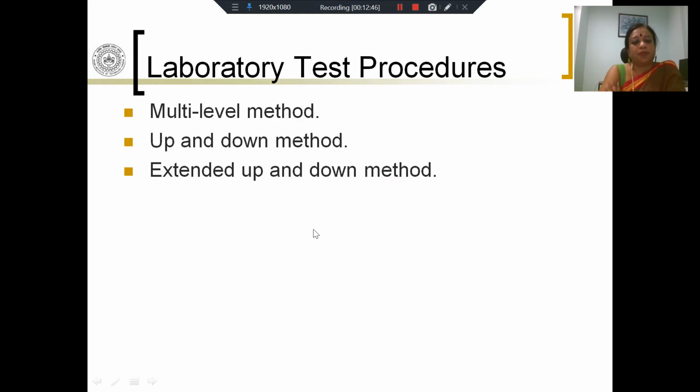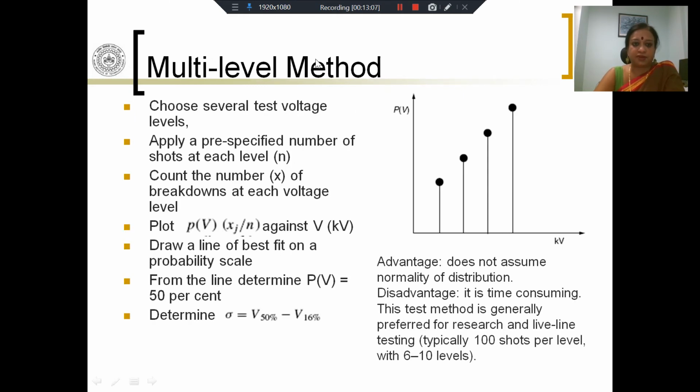Now, if we talk about the various laboratory test procedures that can be used, especially for dielectric breakdown tests, it will also give you an idea about performing other tests, but we will limit our discussion to failure, breakdown, or puncture test. There are three commonly used methods: the multi-level method, the up and down method, and the extended up and down method. In the multi-level method, we a priori choose several test levels. So from the engineering viewpoint, we should have some idea about what test levels we expect our material to be able to withstand.